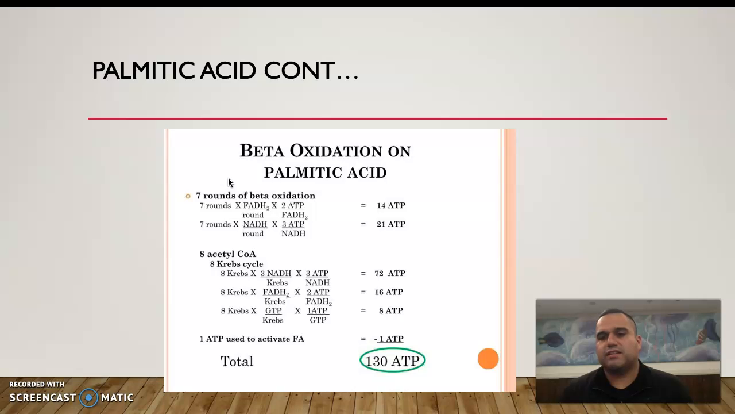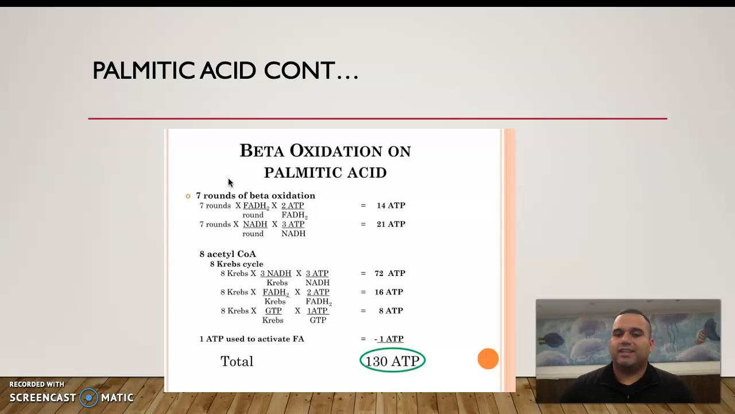Now, as we discussed in the Krebs cycle, or the citric acid cycle, 1 round of glucose goes through 1 round of that cycle. However, for a palmitic acid, that goes through 8 rounds through that Krebs cycle, creating a large amount of ATP. You combine all these creations and you get 130 ATP.